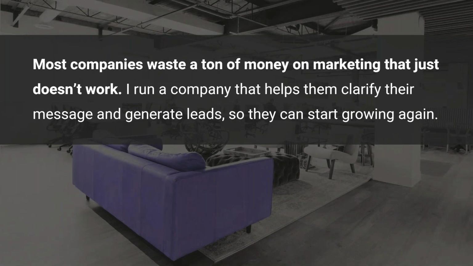So this is my elevator pitch that I've worked very hard on. Most companies waste a ton of money on marketing that just doesn't work. For that first problem that I'm agitating, I'm talking about the company that's throwing money at marketing that isn't generating them leads.